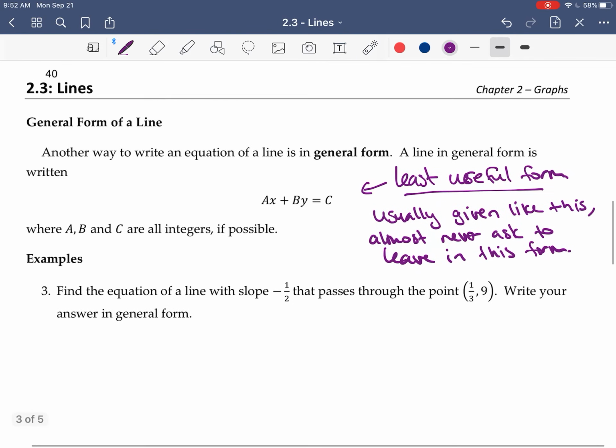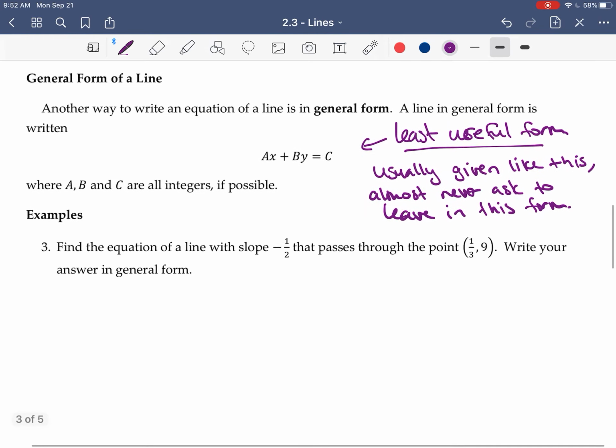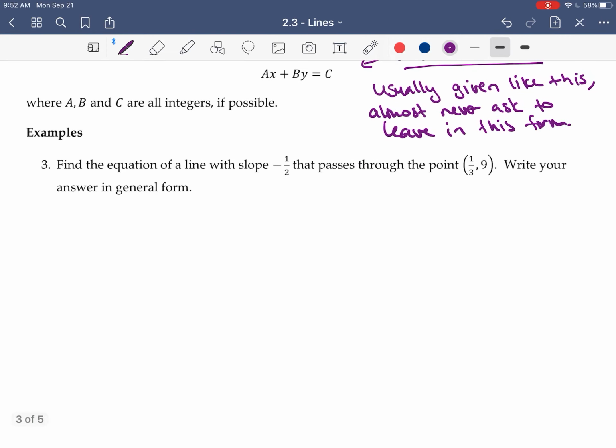Then we talked about general form a bit. I said it's the least useful, and they don't usually ask for it, but this one question does, so let's work through it. Here they give us the slope. We know that m is equal to -1/2, and it passes through the point 1/3 and 9. So I have m equals -1/2, and a point x1, y1 as 1/3 and 9.